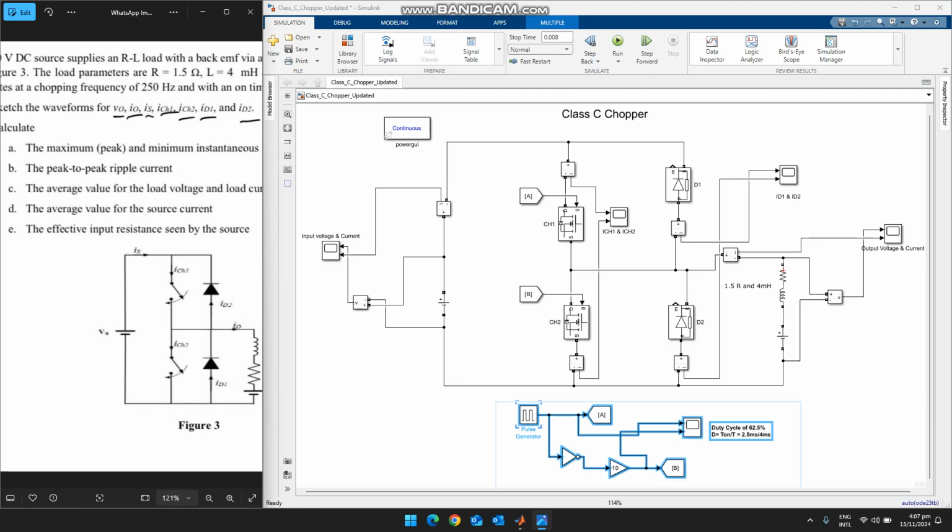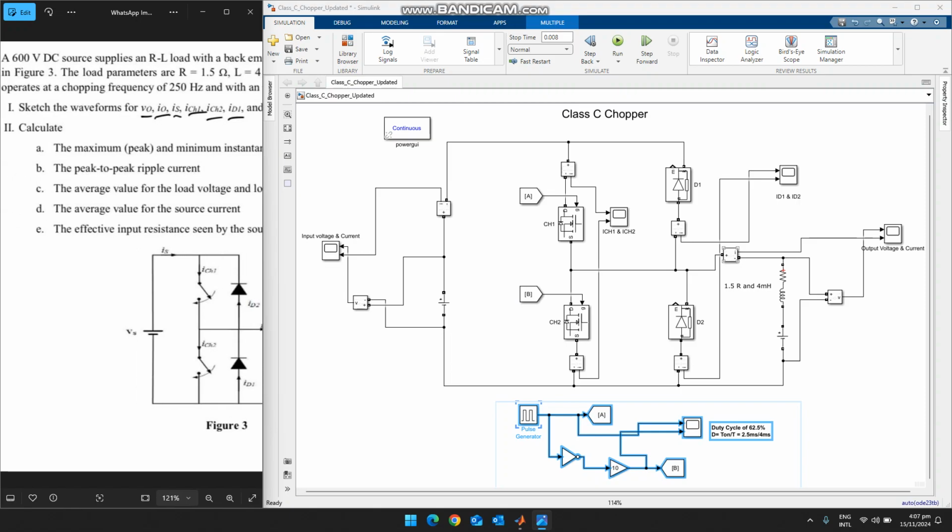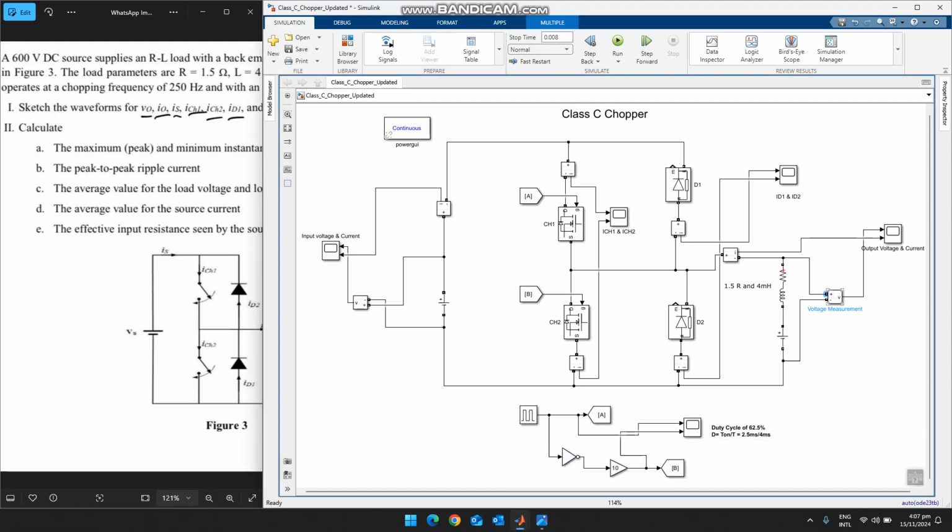Now he is asking you to sketch the waveform of VO and IO. This is the voltage measurement used across this load, and we have given it to this scope. Similarly, we have installed an ammeter in series and given this. Similarly, ISH1 here is a current meter, and this is given to this scope.